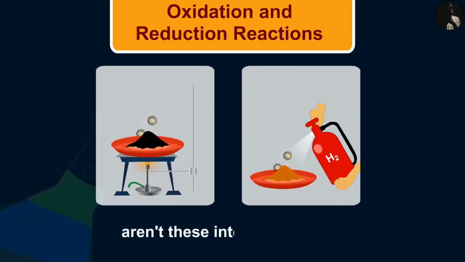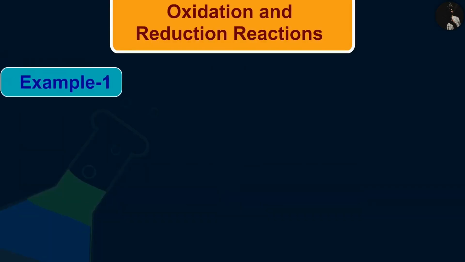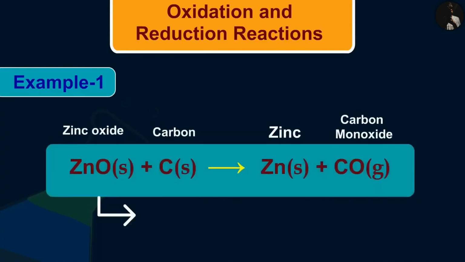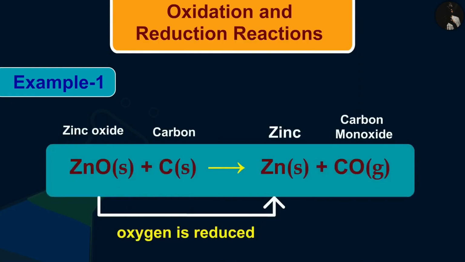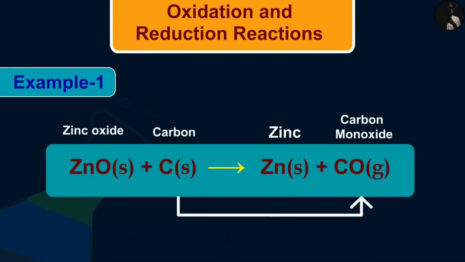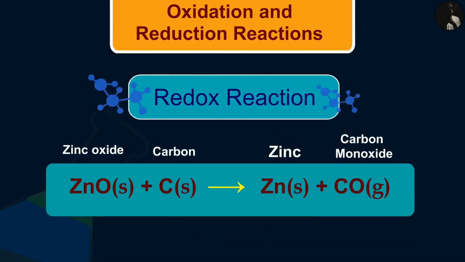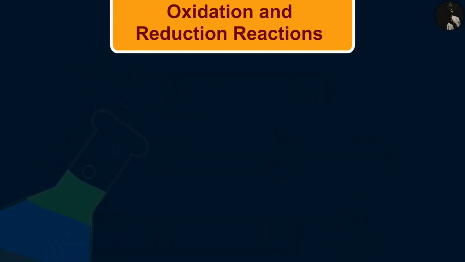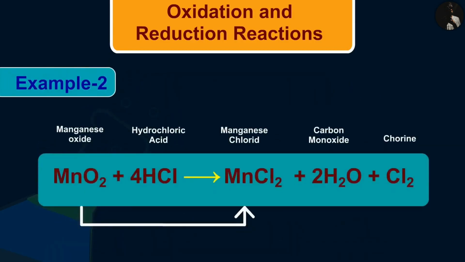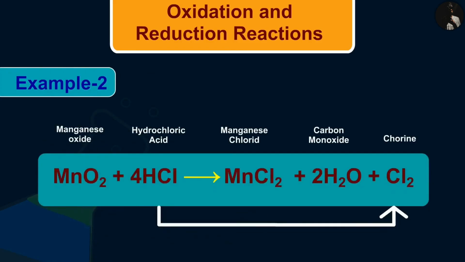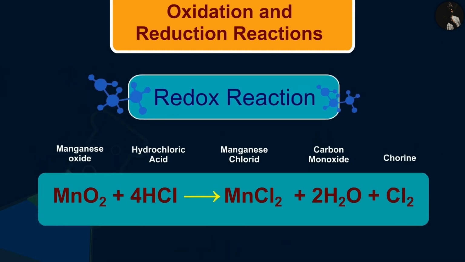Friends, aren't these interesting reactions? See some other examples as well. In the first example, zinc oxide is reduced by losing oxygen. Carbon is oxidized to carbon monoxide. Hence, it is a redox reaction. In the second example, oxygen is removed from MnO2 and HCl is oxidized to chlorine. Hence, it is also a redox reaction.